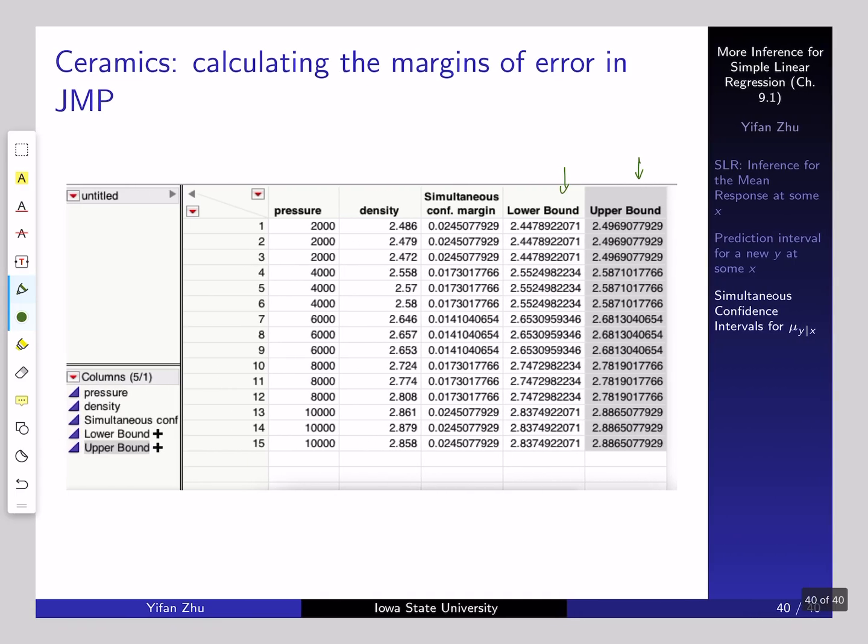Okay, there will be a video showing you how to do this in JMP. If you're not very clear about the process, go check that video. That is all for the simple linear regression.